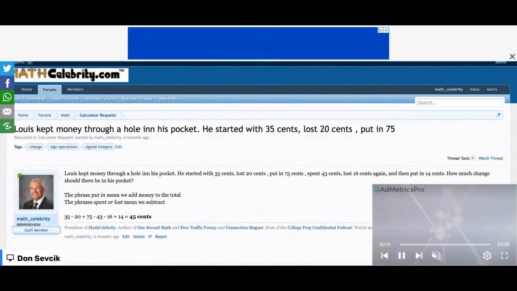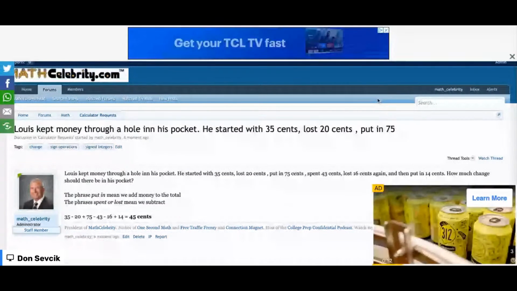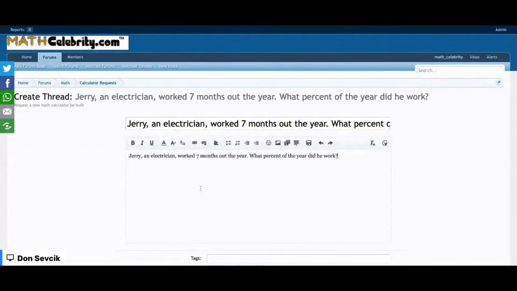All right. Jerry, electrician, works 7 months out of the year. What percent of the year did he work? We know that there are 12 months in a year. Percentage worked equals months worked in a year divided by months in a year times 100%.